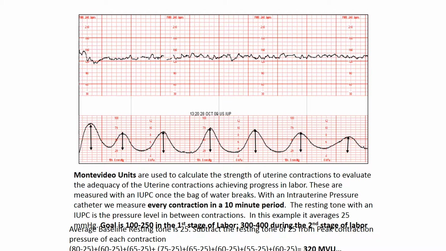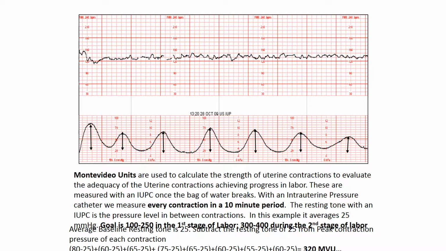So we want to maybe capture these if we're inducing a patient with Pitocin, and we want to see if these contractions are actually adequate, or if we maybe need to increase our Pitocin if they're not adequate. Our goal is to have 100 to 250 Montevideo units in the first stage of labor, 300 to 400 during the second stage or the pushing stage of labor. So if we're under our goal of 100 in a 10-minute tracing, then we might want to consider increasing the Pitocin.